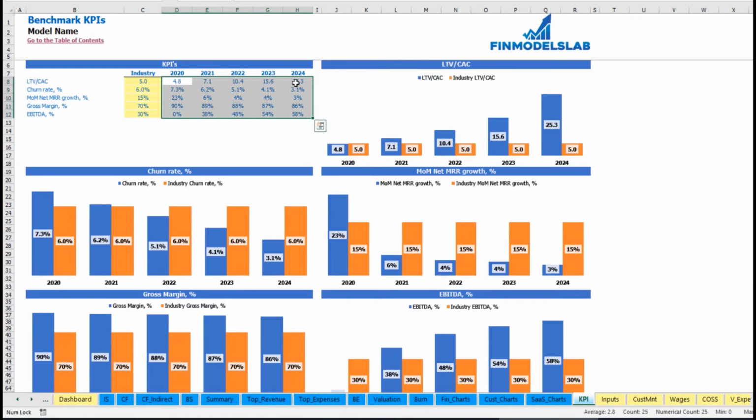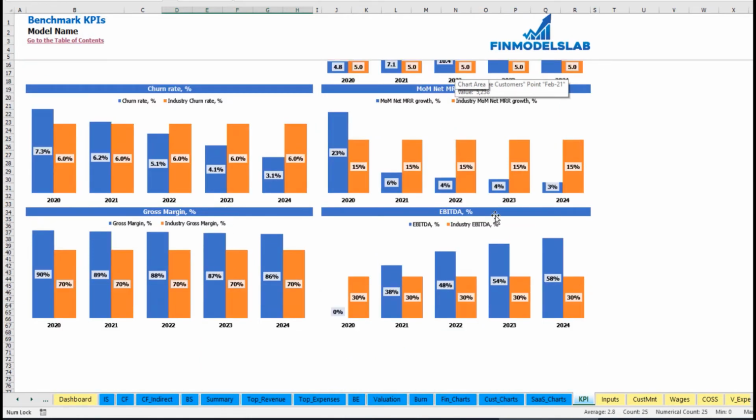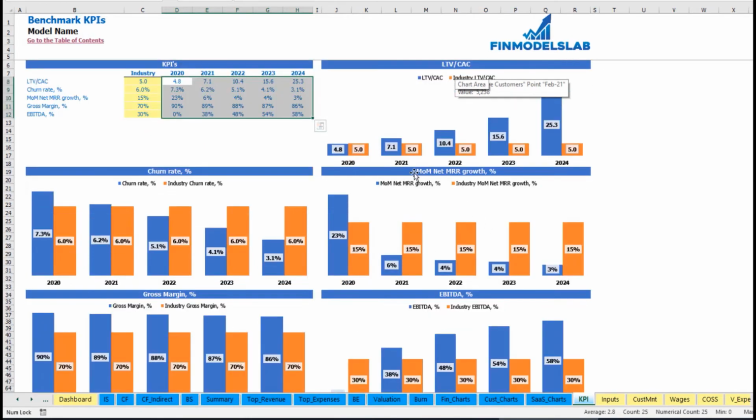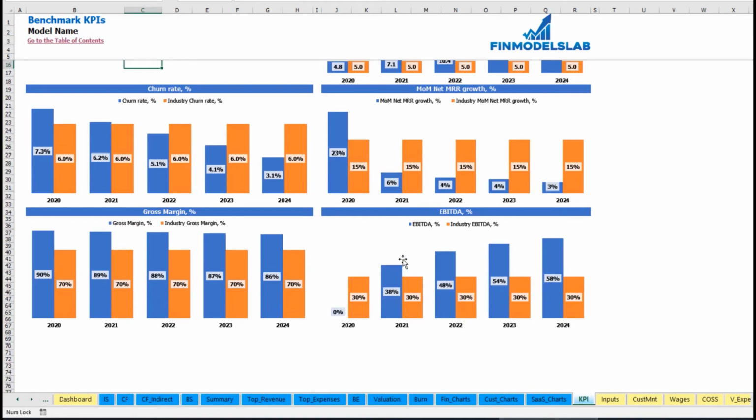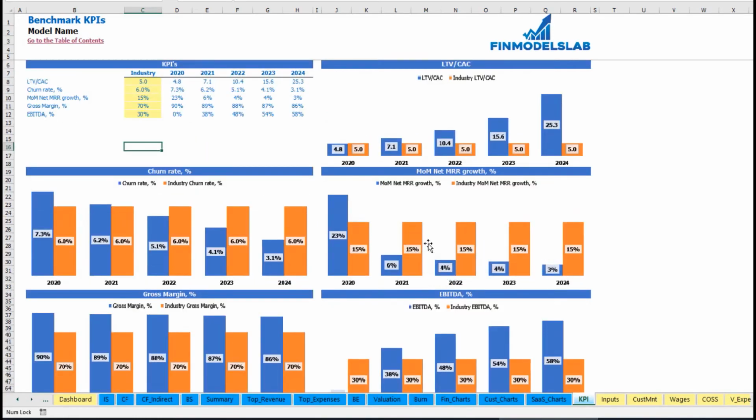You see the values by years, and the same information you may see on the charts, which is LTV to CAC, churn ratio, month-over-month MRR growth, gross margin, and EBITDA. On each chart, the orange column is the industry-specific benchmark, and the blue column is the value calculated by the model. So using this table, you can easily compare where you are in terms of the industry-specific benchmarks and how your business works in comparison to other businesses.